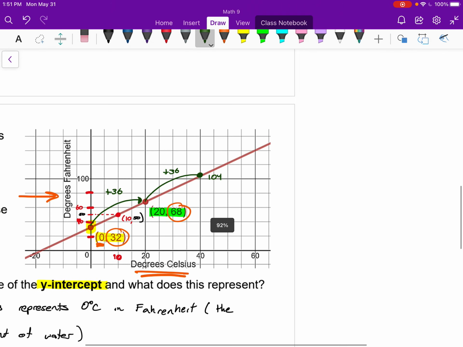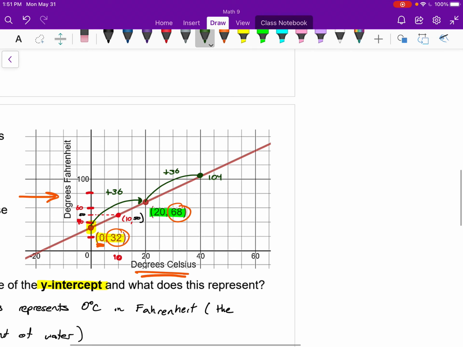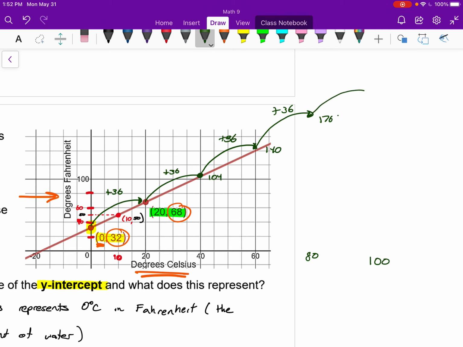And I can do this a few more times. Or I could try to speed it up by multiplying at some point, but I'll just keep doing this. So I'll go up by 36 again. So add another 36, and I'm at 140 degrees. Go up 36 again. And so I'm at 176 degrees, which relates to 80 degrees Celsius. And so one more jump. And so if I add another 36, that brings me to 212 degrees. And so now I'm still extrapolating, but it's much more accurate or detailed than what I did before.